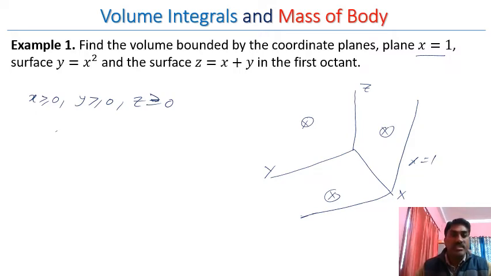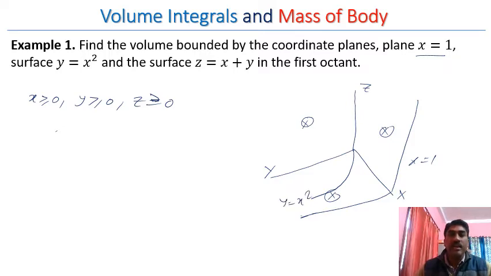Now there is a surface y = x². You know that y = x² will be something like this. Because we are drawing in the first octant only, leave the other part. So this is the shape. This surface rises infinitely up and down. This is y = x².